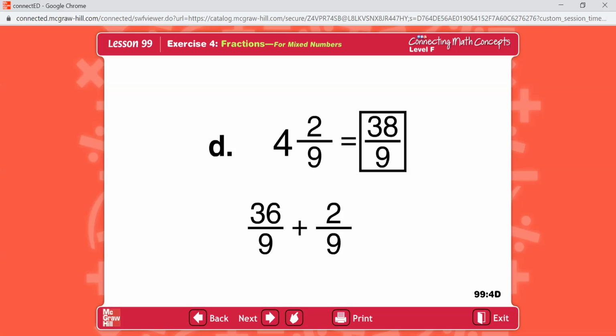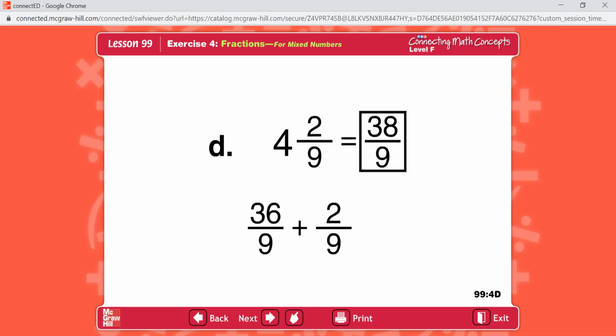Work the rest of the problems in part 2. Pause the video now, resume when you're ready to check your work. Problem B, change 7 pounds into ounces. The problem you worked is 16 times 7. 112 ounces is 7 pounds.